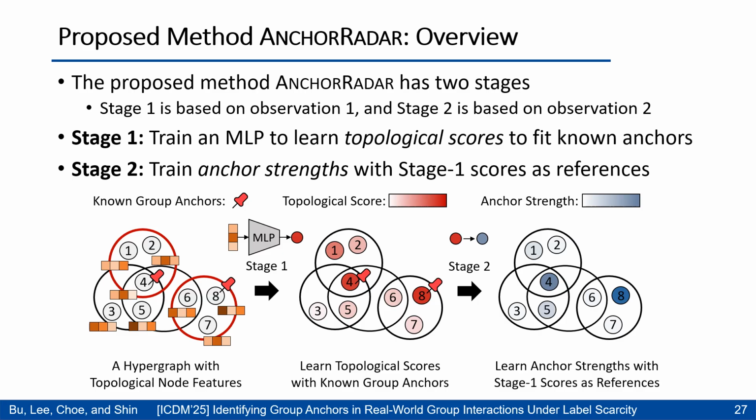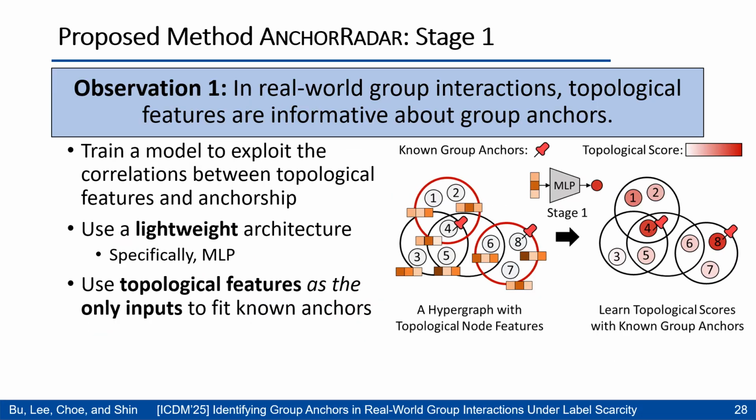Here is an overview of it. It has two stages corresponding to our two observations. In stage 1, we train an MLP to learn topological scores to fit non-group anchors. In stage 2, we train anchor strengths while using scores from stage 1 as references. Let's look at stage 1 first.